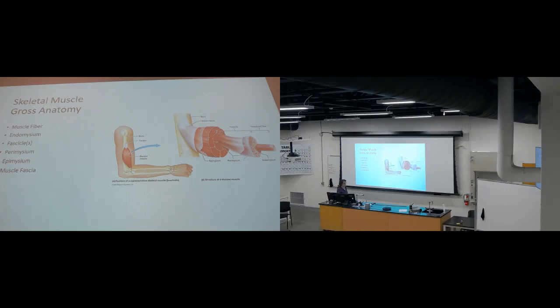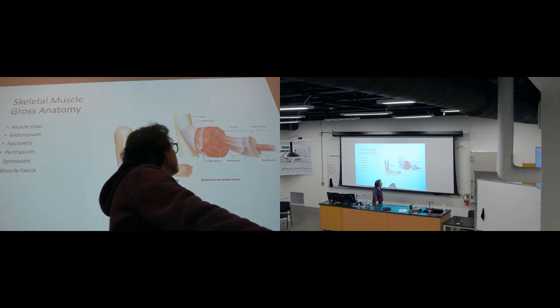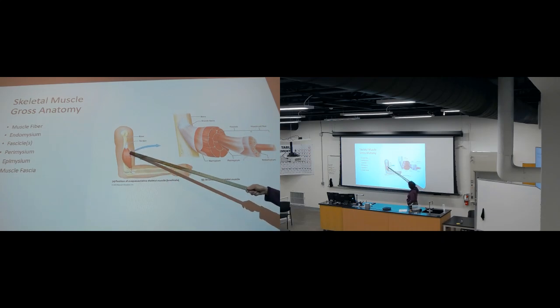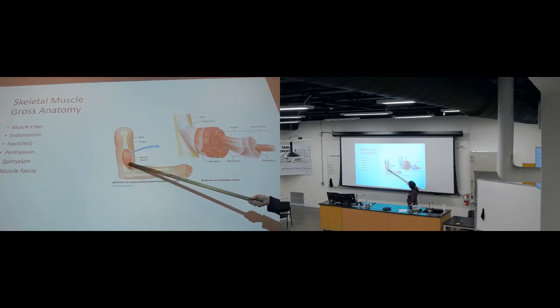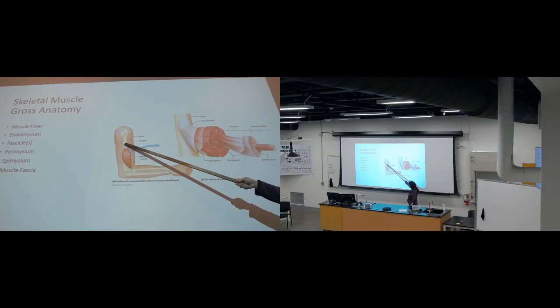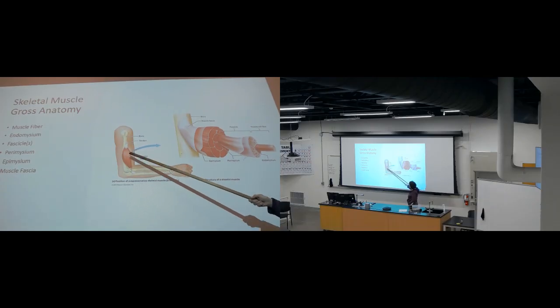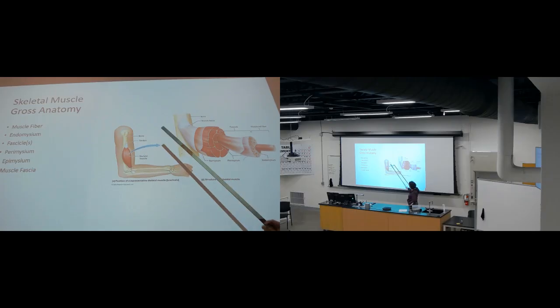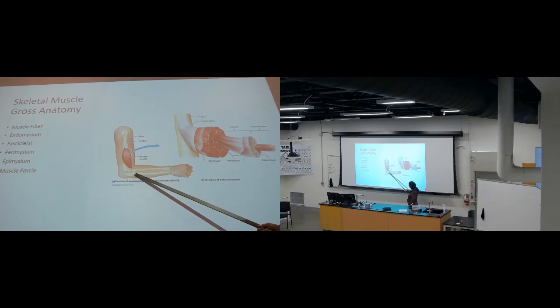So here is the gross anatomy of muscles. This is the upper limb. This is the anterior part of the upper limb. So we have a muscle that is called the biceps brachii. This is the origin. This is the insertion. The origin is in the upper part of the shaft of the humerus. The insertion partly is in the ulna and partly is in the radius, in these tuberosities in here.